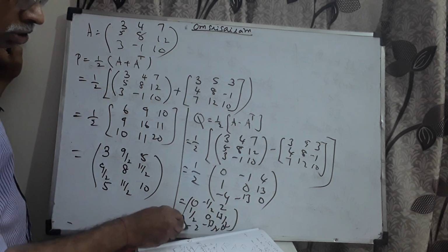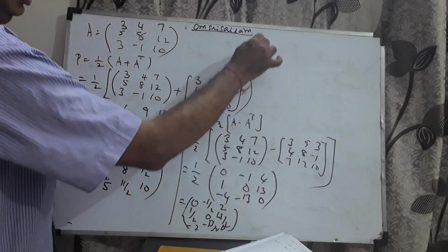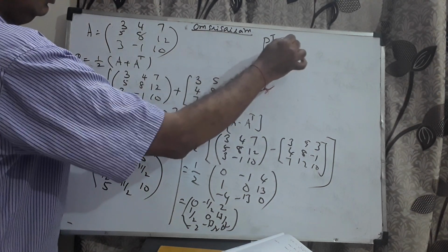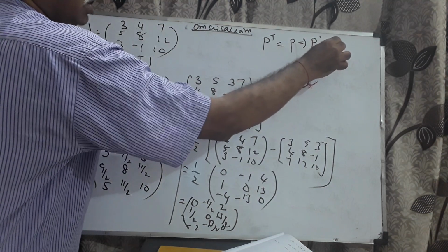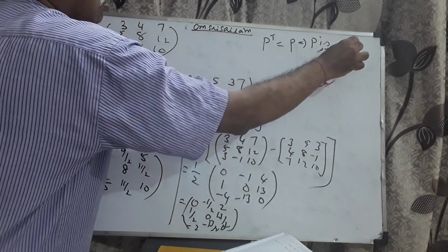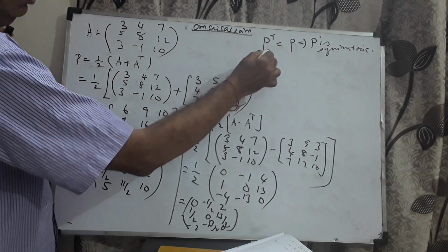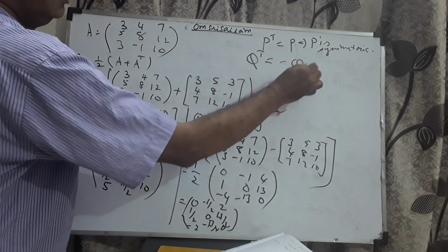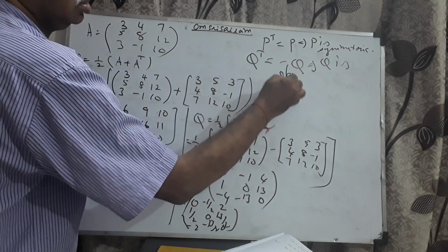Here P transpose you can check is equal to P, implies P is symmetric. If transpose of a square matrix is equal to itself, it is called symmetric. Then think about Q transpose. I'll get minus Q. This is Q skew symmetric.